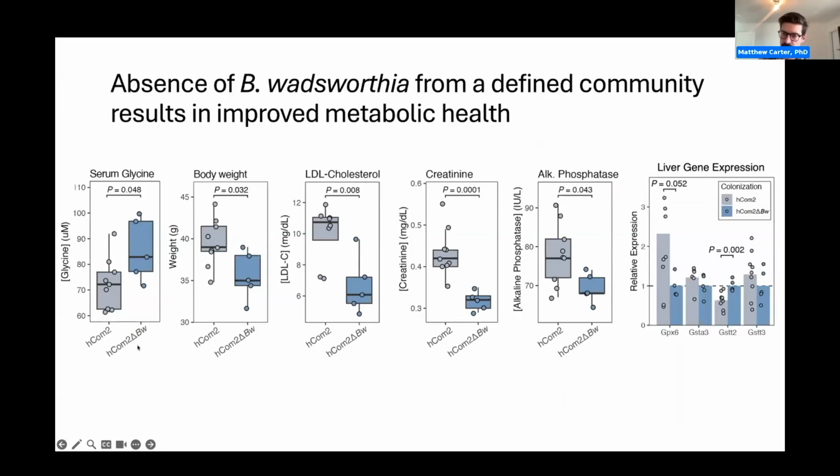And so when we ran the experiment for 4 weeks, the results to me were very cool, where when you remove Bilophila from the community, we do indeed see an increase in the level of circulating glycine, mirroring potentially what we saw in the human study. And we saw many other features, kind of markers of metabolic health, that were improved upon the removal of Bilophila from the community. So there was both lower body weight, lower cholesterol, improved profiles of liver enzymes, and also some changes to gene expression in the liver as it relates to oxidative stress. So these results were very exciting.